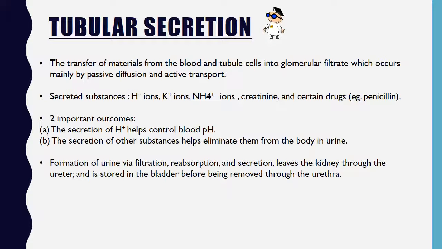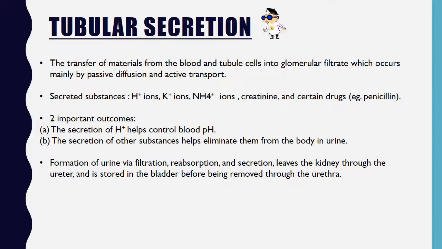Tubular secretion. Tubular secretion is the transfer of material from the blood and tubule cells into the glomerular filtrate, which occurs mainly by passive diffusion and active transport. The mechanisms by which secretion occurs are similar to those of reabsorption. However, this process occurs in the opposite direction. Secreted substances largely include hydrogen ions, potassium ions, ammonium ions, creatinine, and other types of waste products such as drugs. The secretion of hydrogen ions helps control blood pH, while secretion of other substances helps eliminate waste products from the body in the urine.